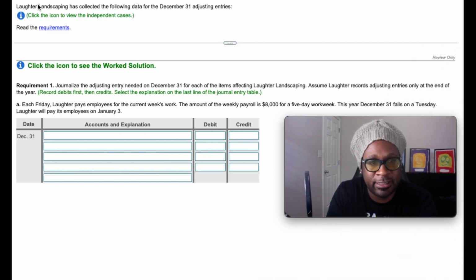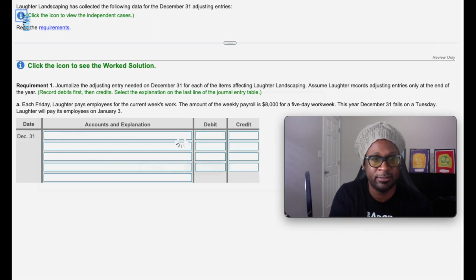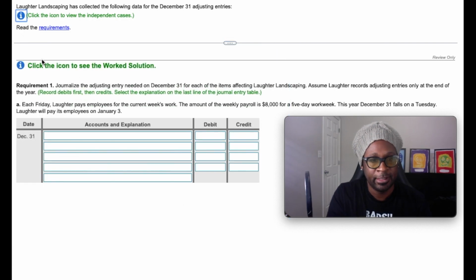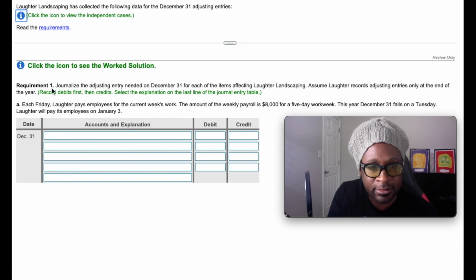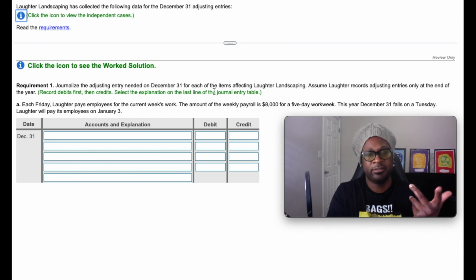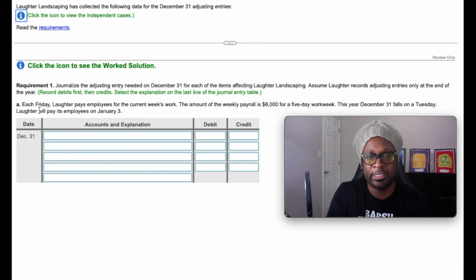So it tells us that Laughter Landscape has collected the following data for December 31st adjusted entry. So let's check out that data. All right, so it gives us a lot of stuff, right? Okay, cool. Then it says, journalize the adjusted entry recorded on December 31st for each of the items. Assume that the recorded adjusted entry is only at the end of the year. Okay, easy breezy, gang. So let's get to it.